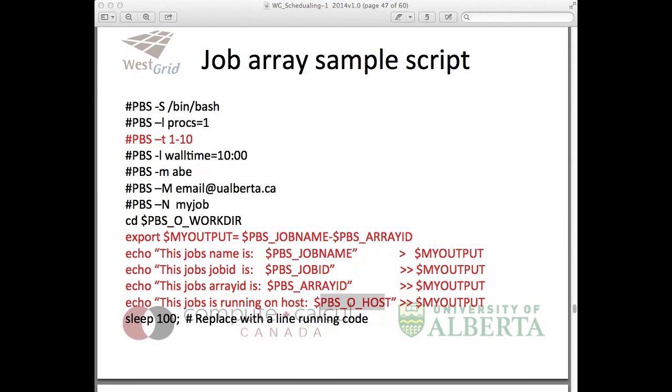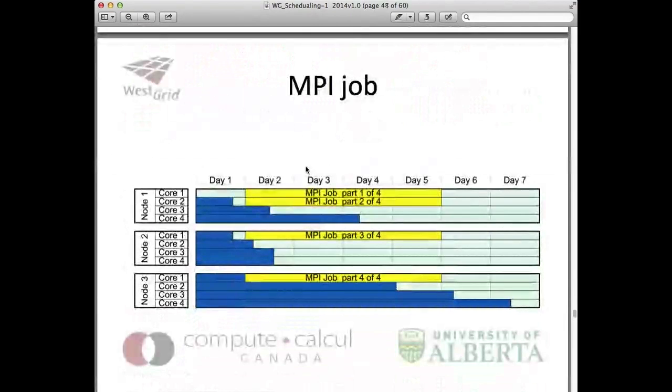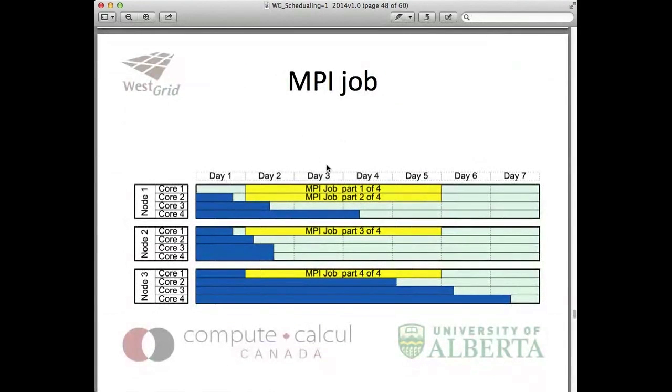Okay. Did I answer your question? Yeah, I think so. Okay, we'll have an example of a job array. That's actually, I believe, question 4. Is there anything else? Does anybody else have any questions? Okay, I'll continue.